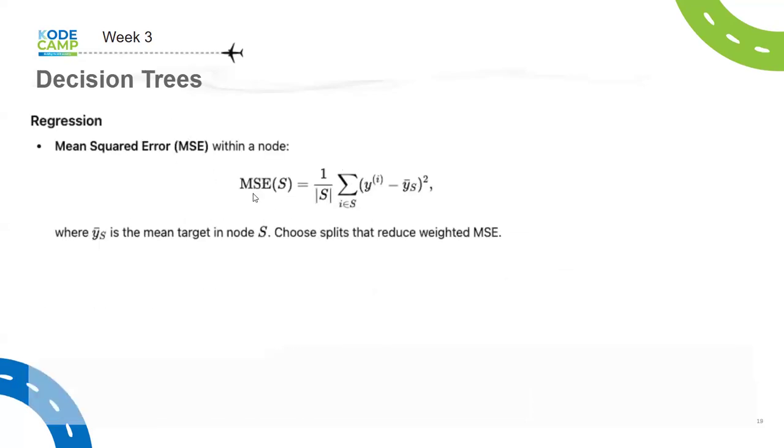For regression, you use mean square error, just like linear regression, to calculate, which is basically the actual value minus the predicted value, for a particular set of values in that given node.